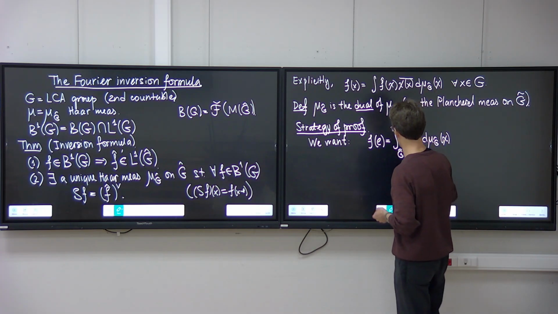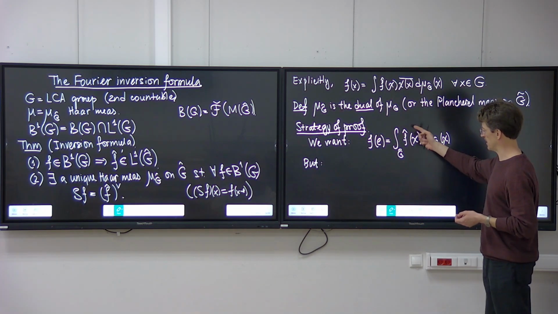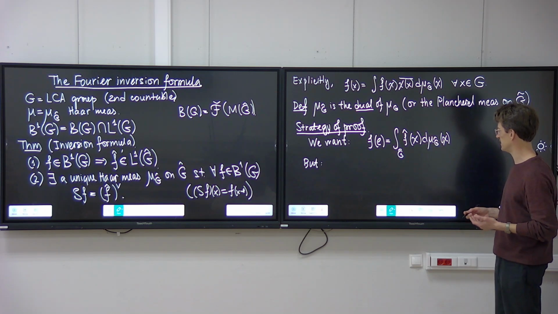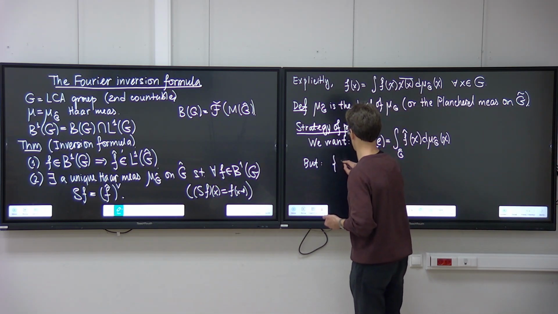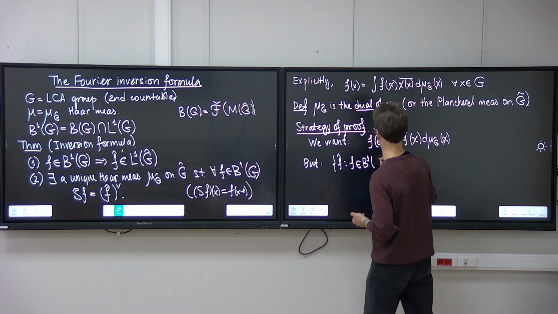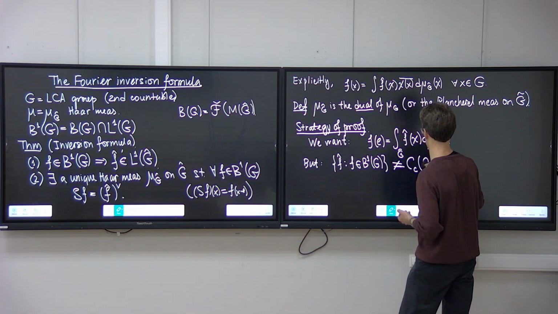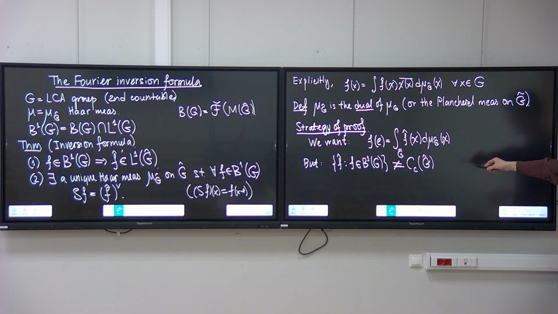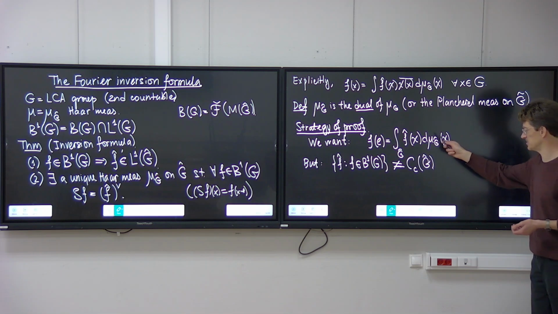But the problem here is that the functions of the form f hat don't span, they don't generate the space of continuous compactly supported functions. So the set of functions of the form f hat, where f runs over B1 of G, is not the same as the space of continuous compactly supported functions on G hat. And this shows that in general we cannot use this formula as a definition of this measure.